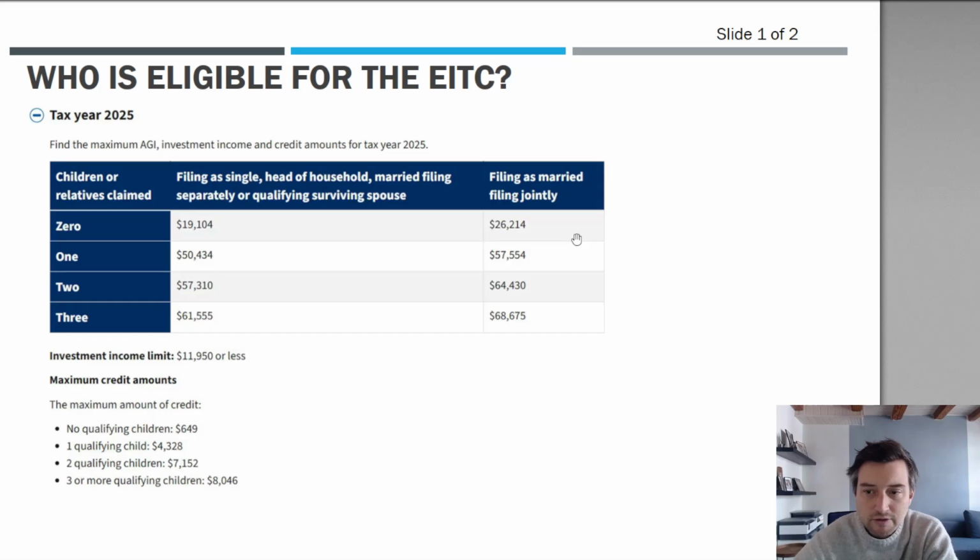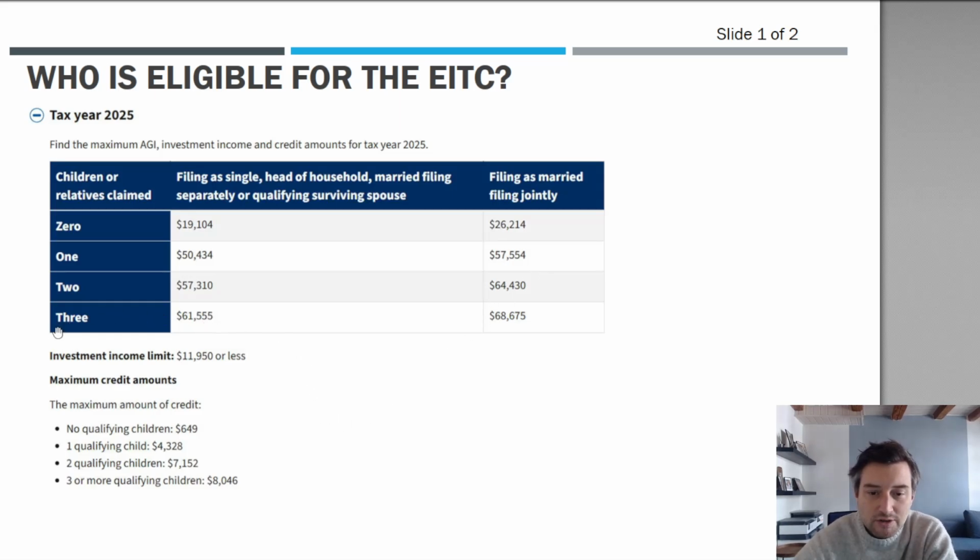And then the same goes for the married filing joint return. So for example, if you're married filing a joint return and you have one qualifying child, the maximum amount of AGI you can have is $57,554 before the credit is eliminated. So in other words, if you make more money than that, you're not going to be eligible for the EIC.